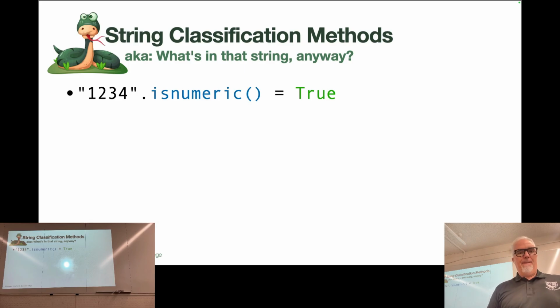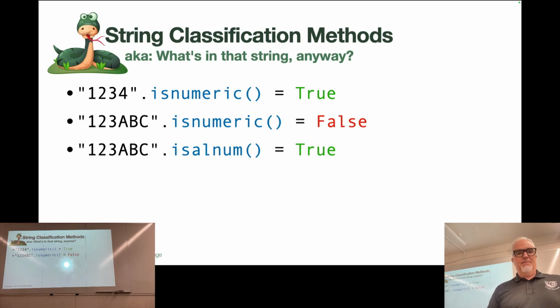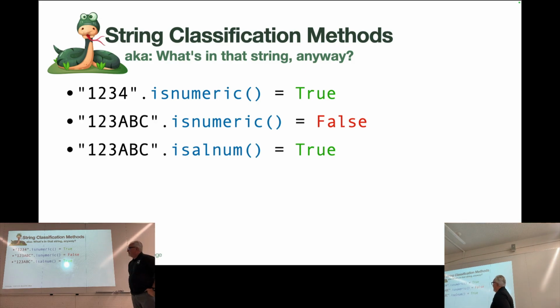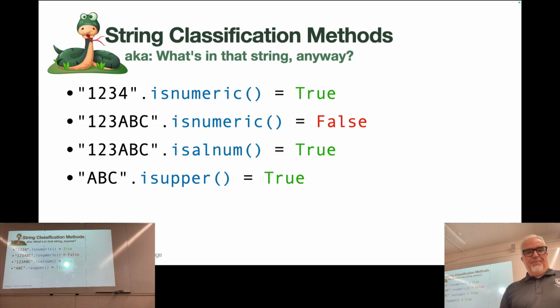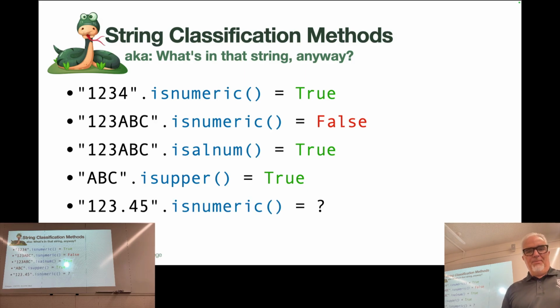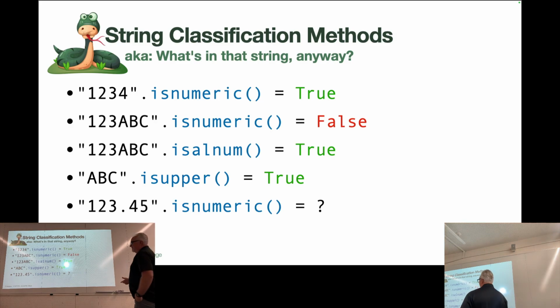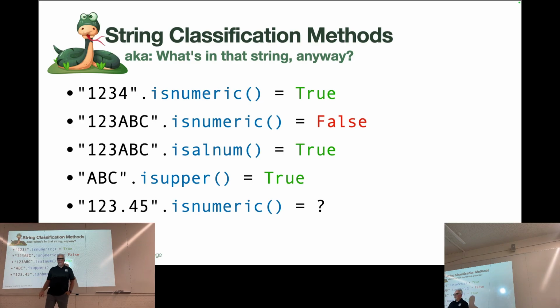So that would be true. This would be false. This would be true. Now, if you read that fast enough, it looks like it's asking, is it aluminum? But it's not. What do you think it's asking? Alphanumeric, meaning, is it an alphabetic character or is it numeric? They can be upper or lowercase, doesn't matter. We've got is upper. And as we talked about, this one would come out as false because this is going to kick it out.